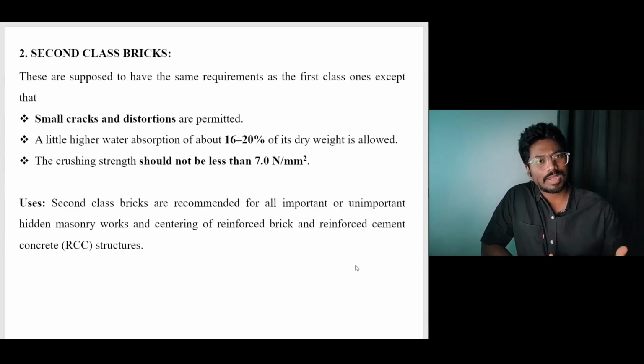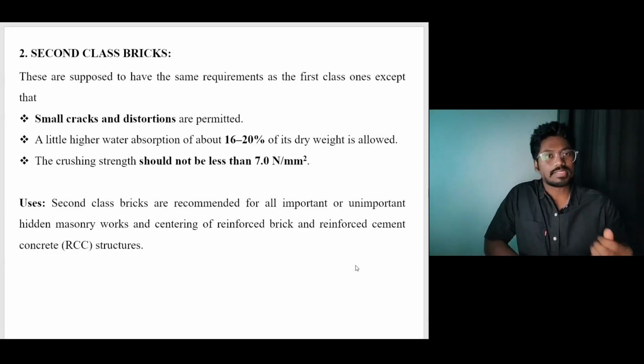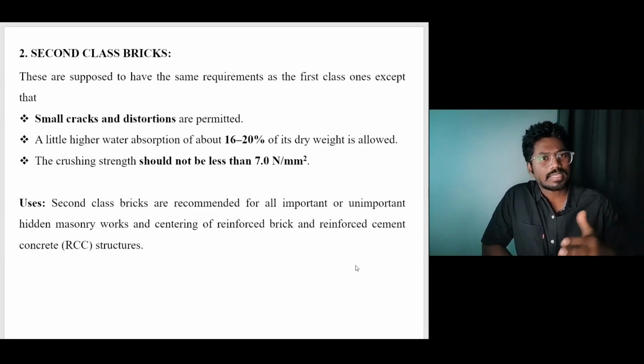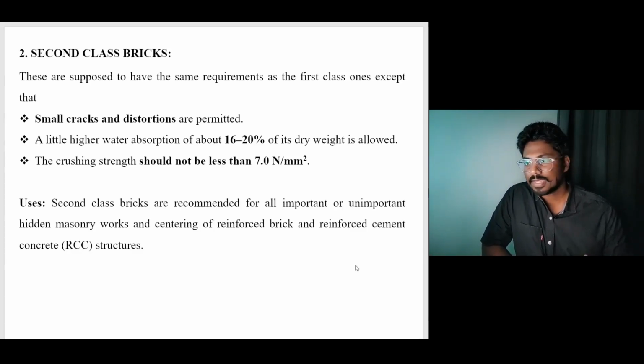Next, the uses for it: it is recommended for all unimportant and important masonry works, usually hidden from the eye. Any masonry works that do not have a direct visual presence in terms of aesthetics. These can be used for the inner walls which involve complete closures, or these bricks are used for not quite important areas when it comes to the usage or application of such second class bricks.